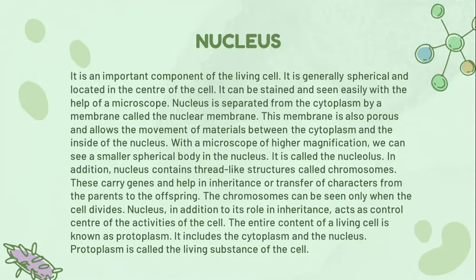The entire content of the cell is known as the protoplasm. It includes the cytoplasm and the nucleus. Protoplasm is called the living substance of the cell. The nucleus is the brain or control center of the cell.